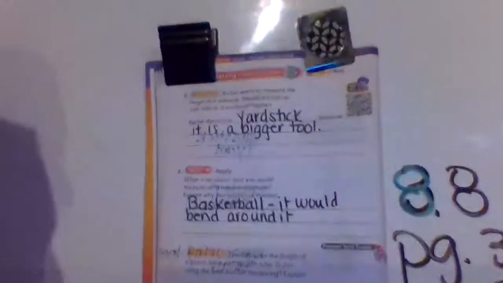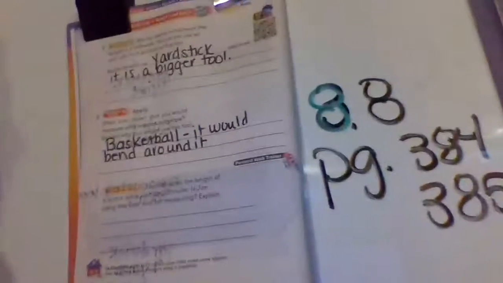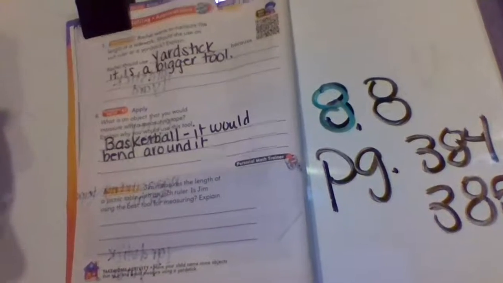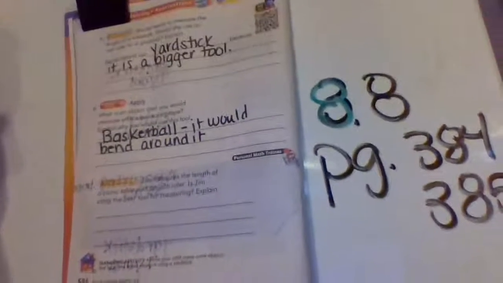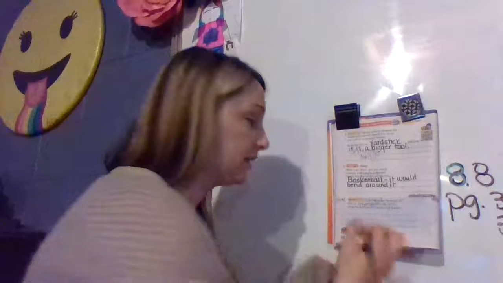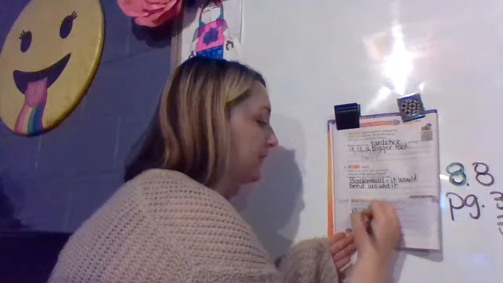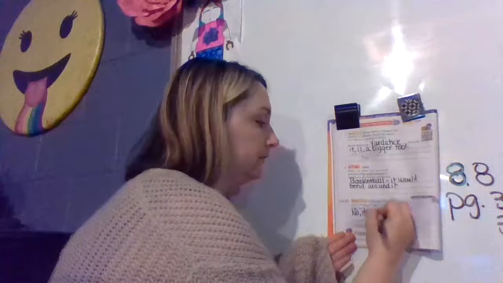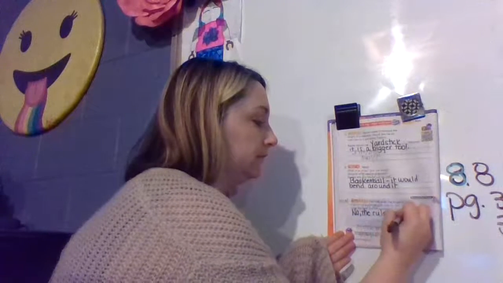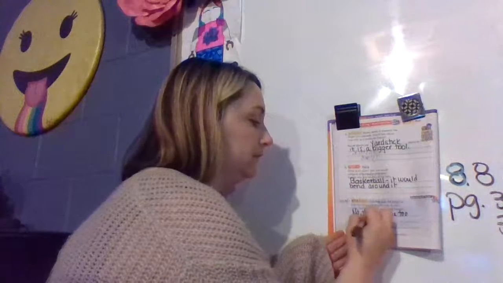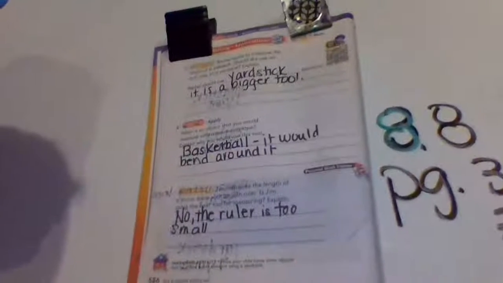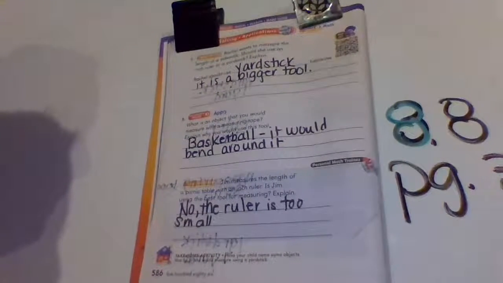And then finally, Jim measures the length of a picnic table with an inch ruler. Is Jim using the best tool for measuring? Explain. So I'm picturing a picnic table being pretty big, like a lot of my friends and family are sitting at it. Do you think an inch ruler would be the best way to measure it? I wouldn't think so. I would probably use a yardstick or a measuring tape because the ruler is too small. We would need a bigger tool to measure it.